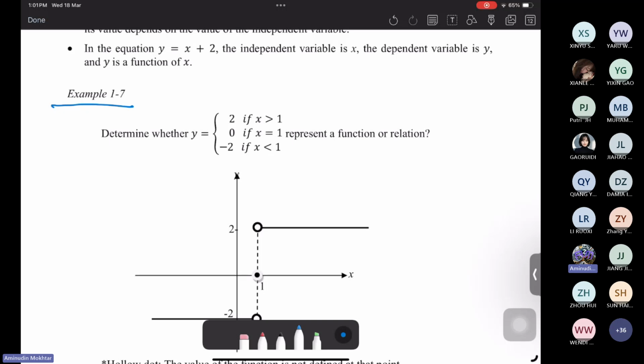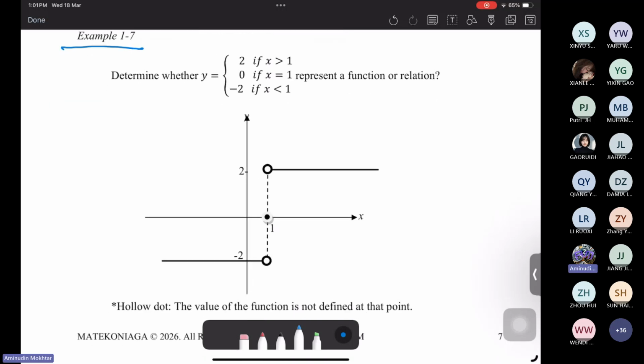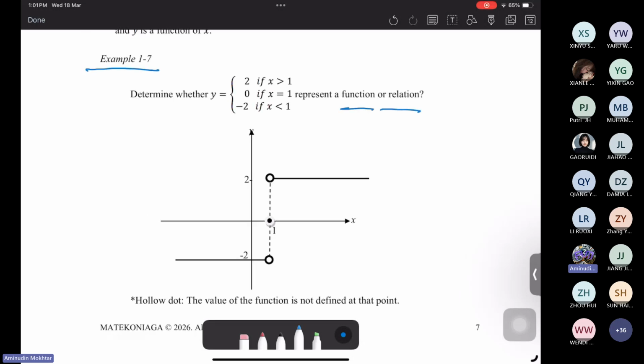Okay, let's see how to read this question. I will show you. Please pay your attention here. Determine whether y equals this represents a function or a relation. A function refers to one domain and one output: one input and one output.